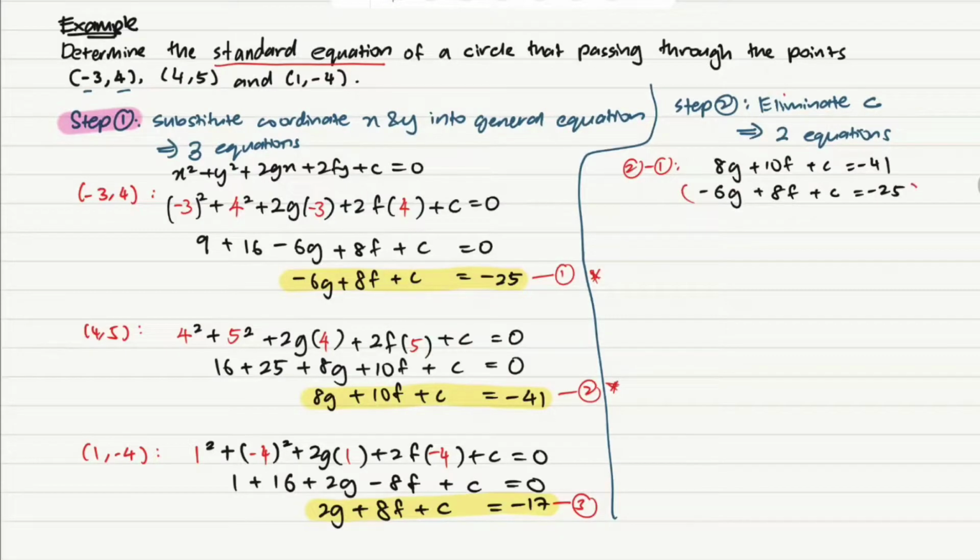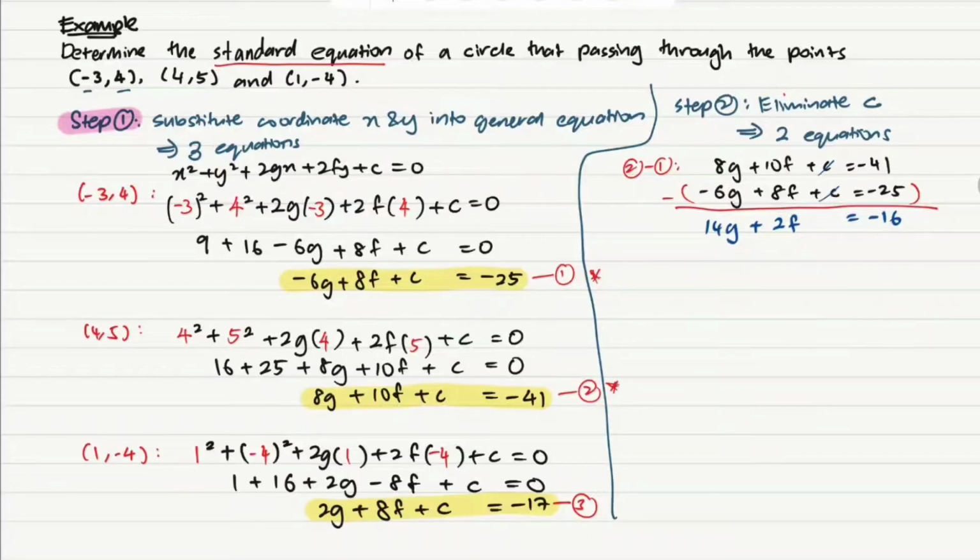After that, I'm going to subtract these two equations. 8g minus negative 6g is 14g, 10f minus 8f is 2f, c minus c, that's where we eliminate the c variable. And then negative 41 minus negative 25 is negative 16. This will be our fourth equation, where we have eliminated c.